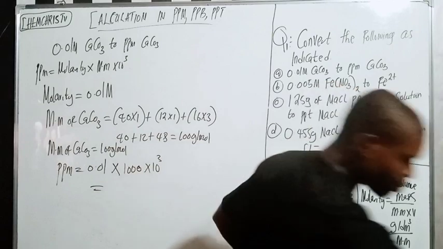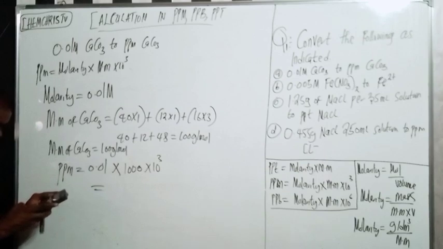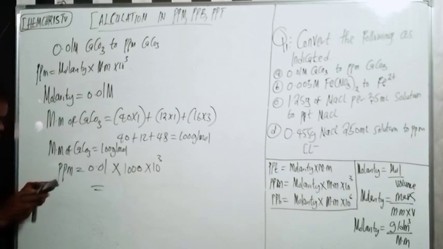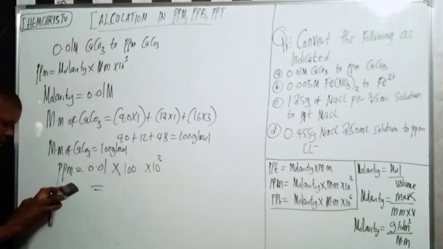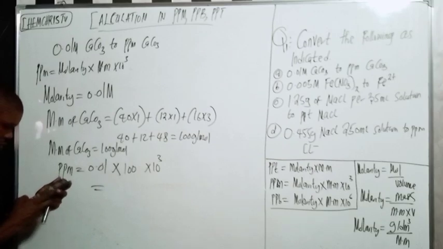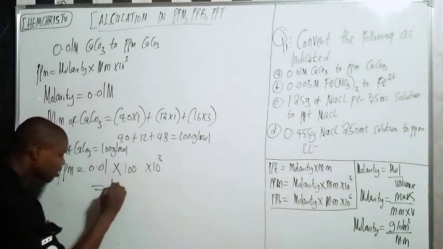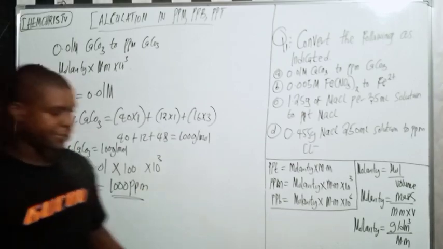So this will need a calculator. 0.01 times 100 times 1000. So you have 1000 ppm. Do you understand? So that is the answer here.